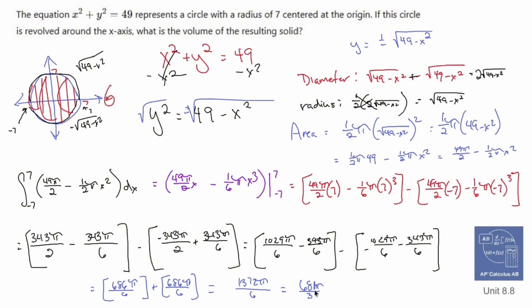I actually made a mistake. That's a 6. So I think we're done here. 686 pi over 3. Gross, yuck.